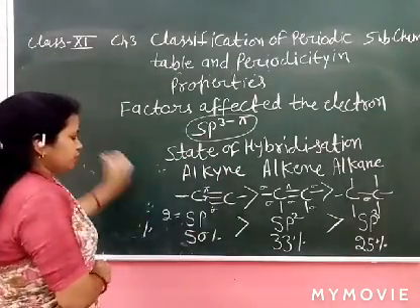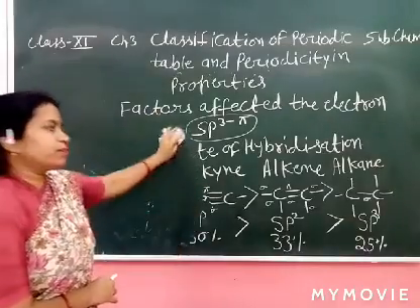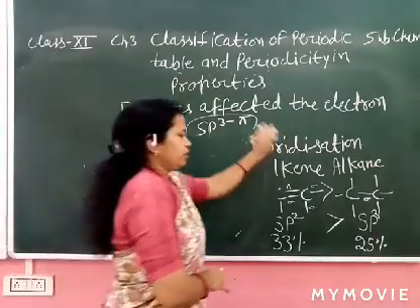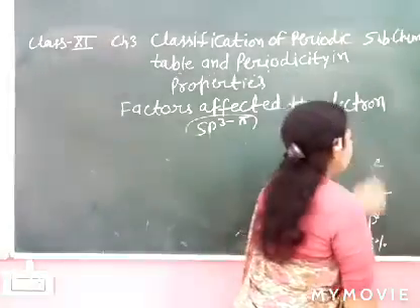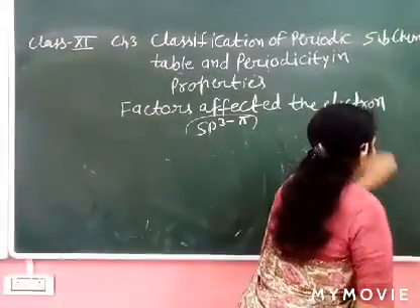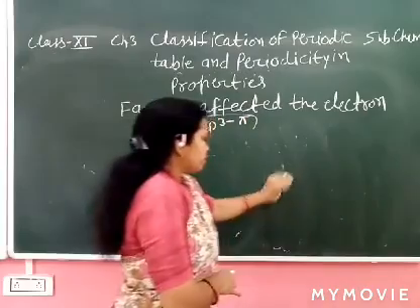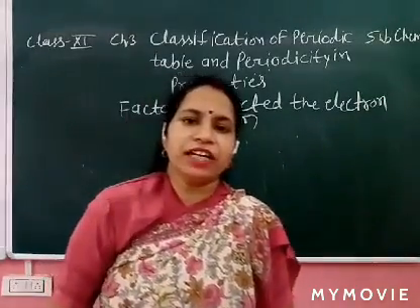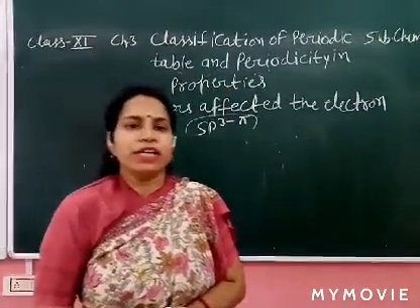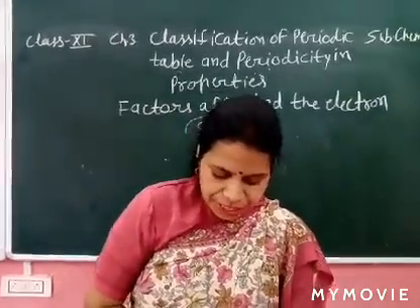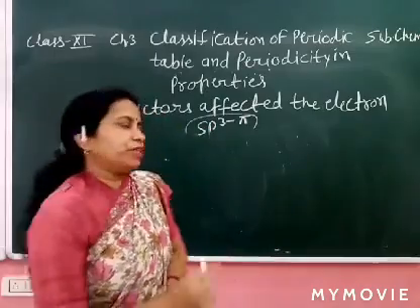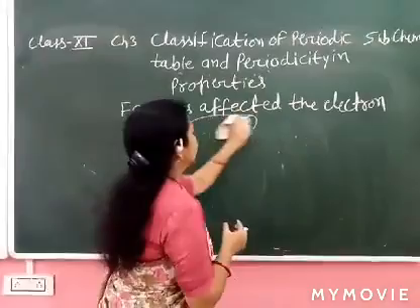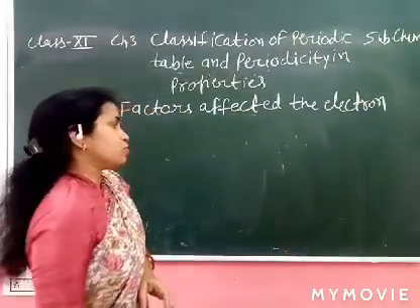So the first point is clear to all of you. The state of hybridization affects the electronegativity of the atom. It means single bond, triple bond and double bond also affect the electronegativity of the bond. Now next is the oxidation state of the element. Second point and second factor: oxidation state also affects it.